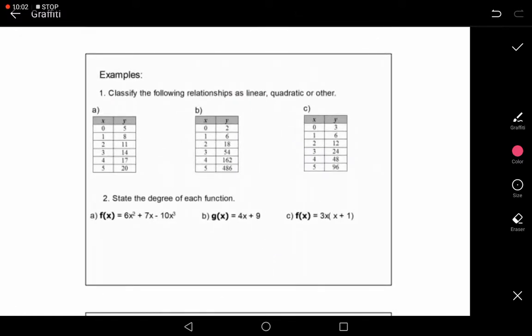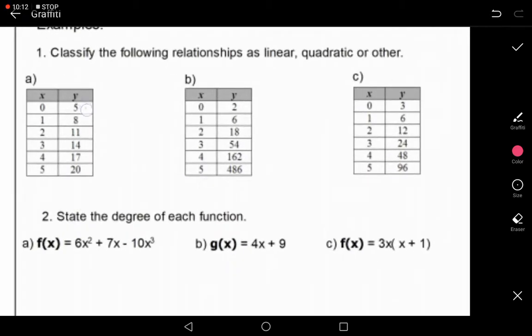So let's look at a couple examples. This asks us to classify the following relationships as linear, quadratic, or other. So we know our very first step is obviously to find our first differences. So we're going to draw our little arrows. And you don't have to write it all out, like the 8 minus 5. You can just write that equals 3, 11 minus 8, 3, 14 minus 11, 3, 17 minus 14 equals 3, and 20 minus 17 equals 3. So those first differences are the same, which means this is a linear relationship.